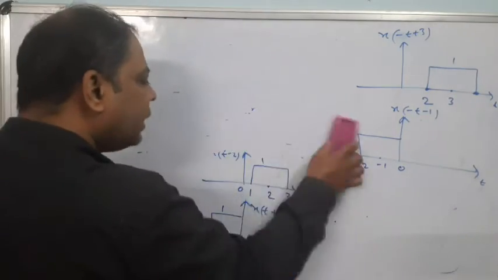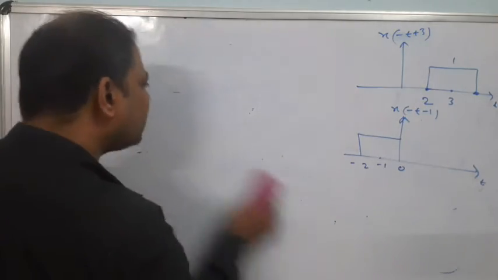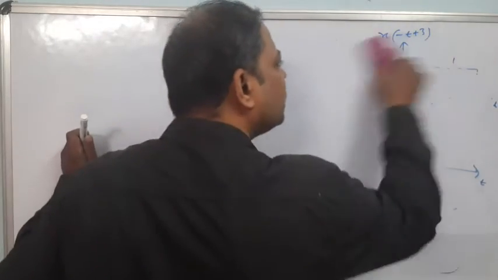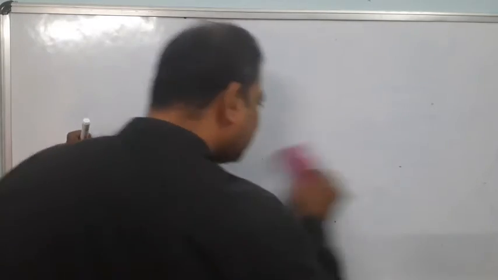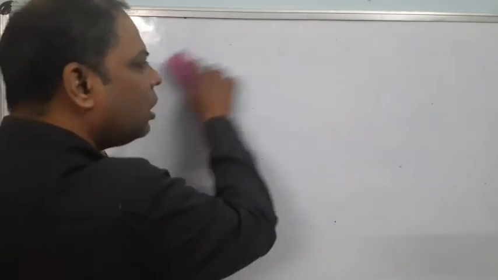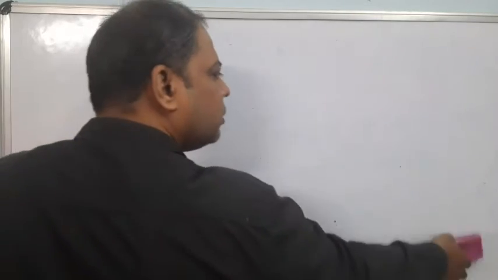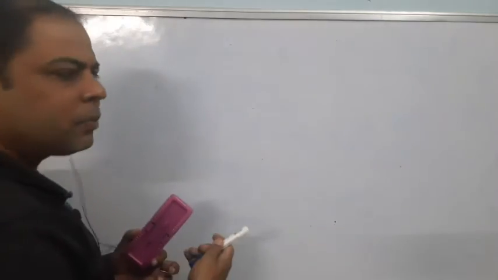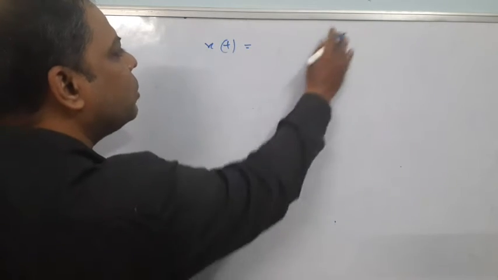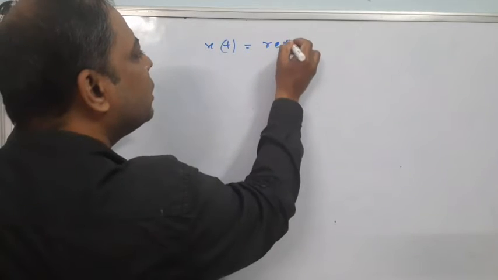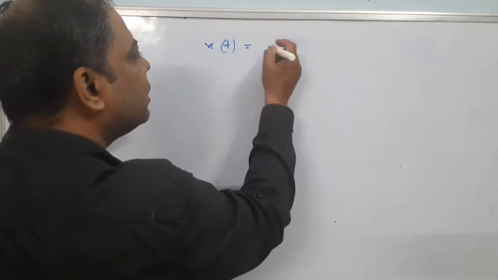Now let us take one more question. I will keep discussing many questions, so that you can understand the concept clearly and easily. So now suppose I am giving another question. X of t is equal to triangular. Let us discuss this symbol.